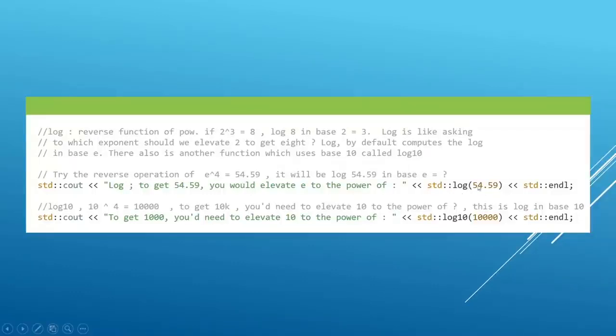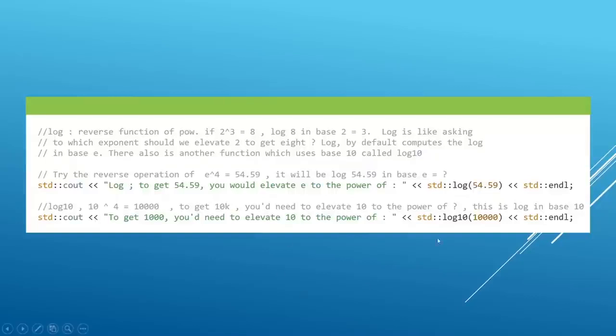But the catch is that the log function by default works in base e. So what we are asking, for example, if we say log 54.59, is to which power should we elevate e to get this number in here? And it is going to be computed, and you're going to see this if you plug this into Visual Studio Code, or you can try to use one of the calculators available to you, and you're going to see that this makes sense. We also have a special function that is going to do the same thing, but in base 10, and this is going to be easier to understand.